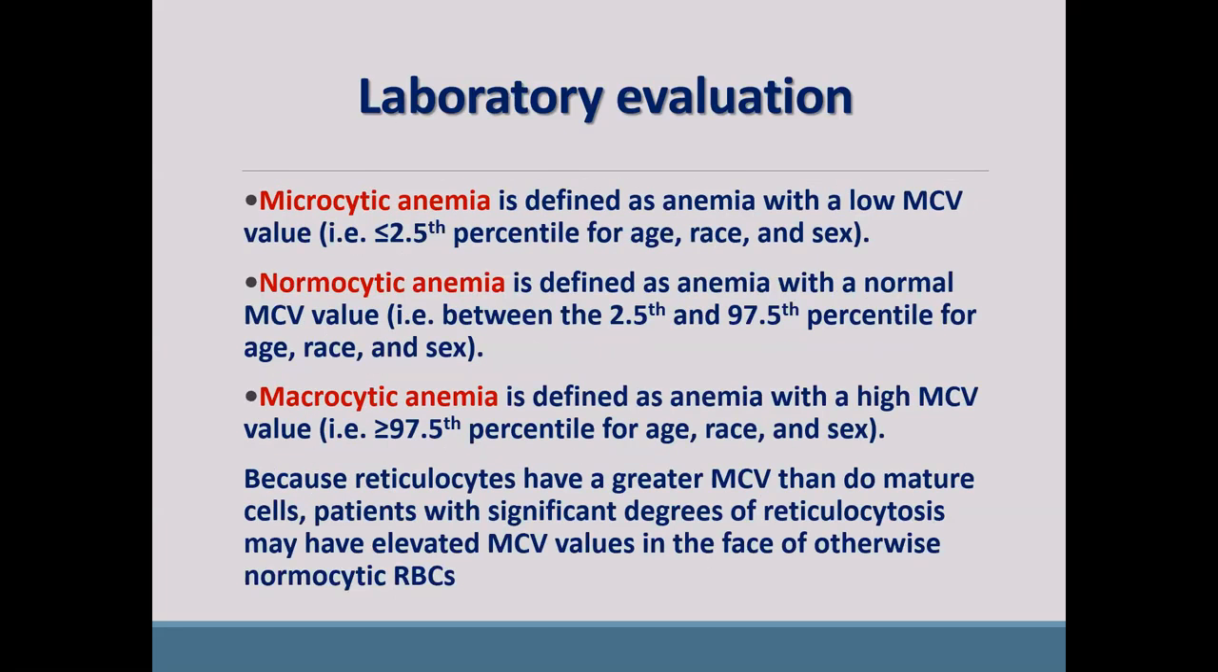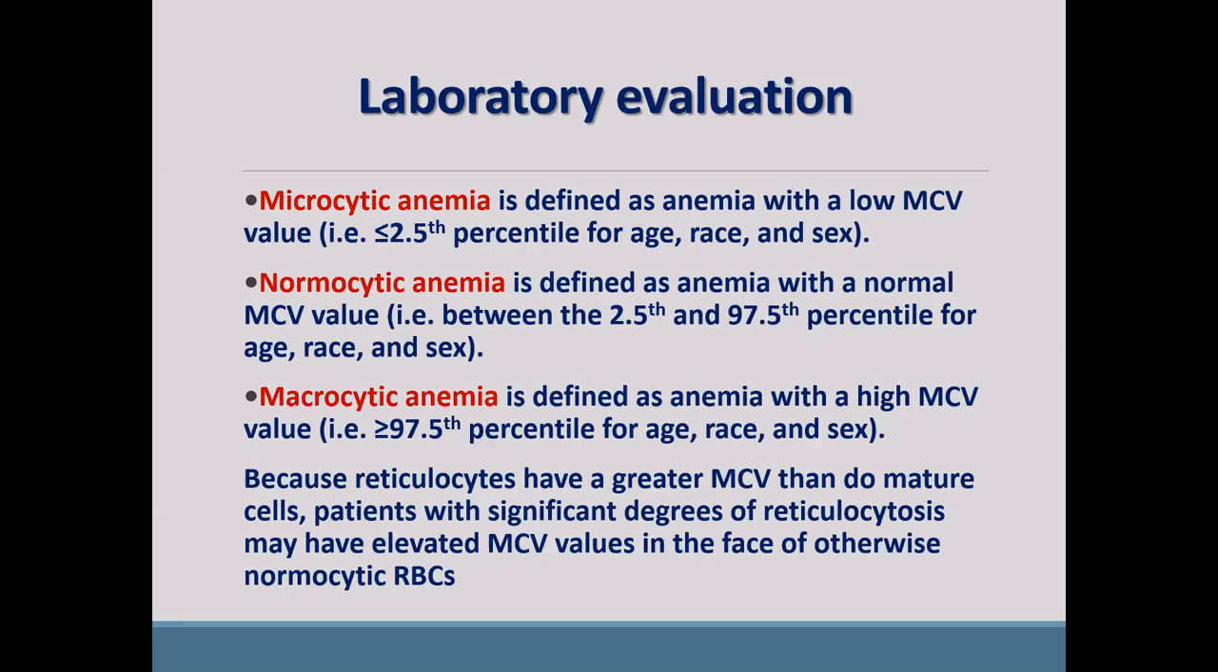Microcytic anemia is defined as anemia with a low MCV value, that's to say equal to or less than the 2.5 percentile for age, race, and gender. Normocytic anemia has a normal MCV value, that's to say between the 2.5 and 97.5 percentile for age, race, and sex. Macrocytic anemia is defined with a high MCV value, that's to say equal to or more than the 97.5 percentile for age, race, and sex, because retics have a greater mean cell volume than do mature cells.